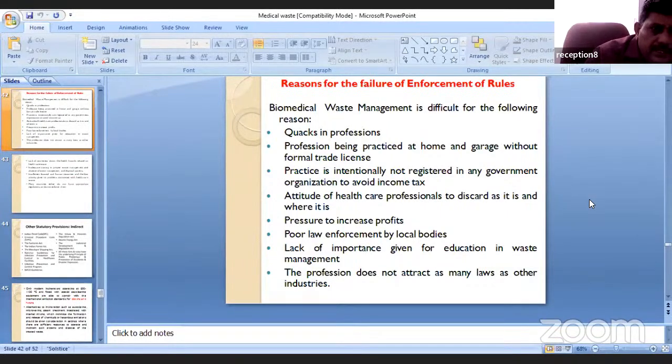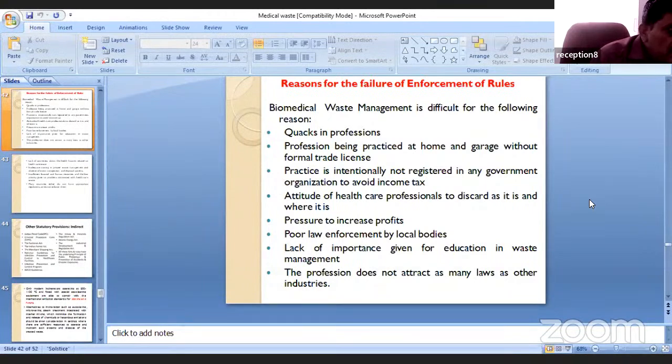Okay, so let me tell you the reason why. What is the problem in following the enforcement of rules, especially pertaining to biomedical waste management? There is no honesty in proposals like that, and the proposals are not practiced at their homes. I mean small nursing homes have no proper system for waste disposal, and also practitioner doctors are not registered with any government organization in order to avoid income tax, and they are given some pressure, especially with the aspect of profit motive and poor law enforcement by local bodies.